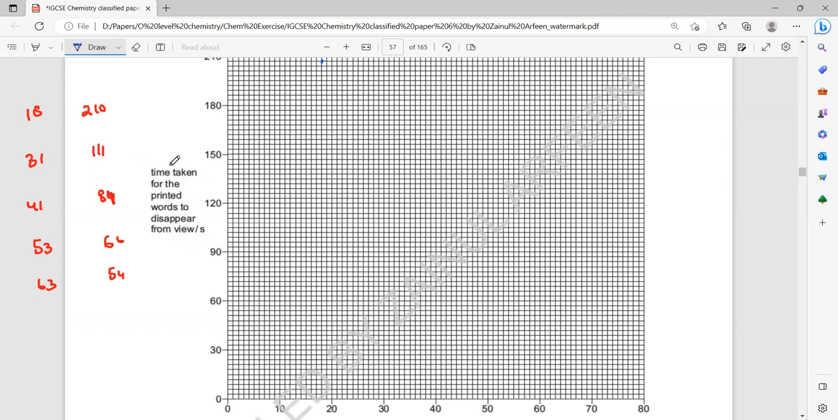The second one is 31 and 111. So 30. And on the y-axis, 10 boxes equals 30, so each box is 3. So this one there's 90, 93, 96, 99, 102, 105, 108, 111. And the 31 is there.